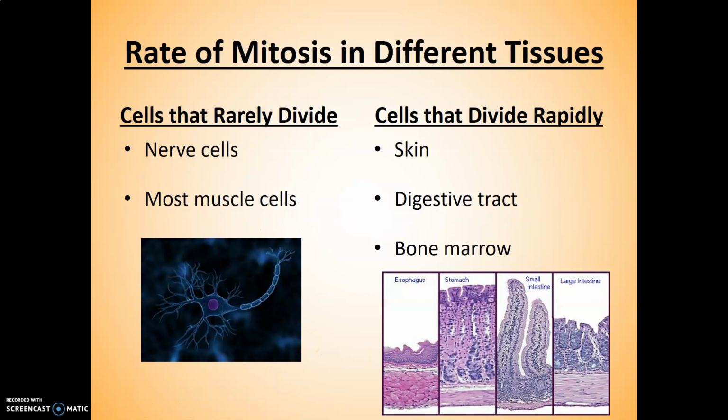So the rate of mitosis is different in different tissues. Cells that rarely divide are your nerve cells and muscle cells, and cells that divide rapidly are your skin, digestive tract, and bone marrow. So hair would also be one that is rapidly dividing. You have all of these that turn over cells quickly.